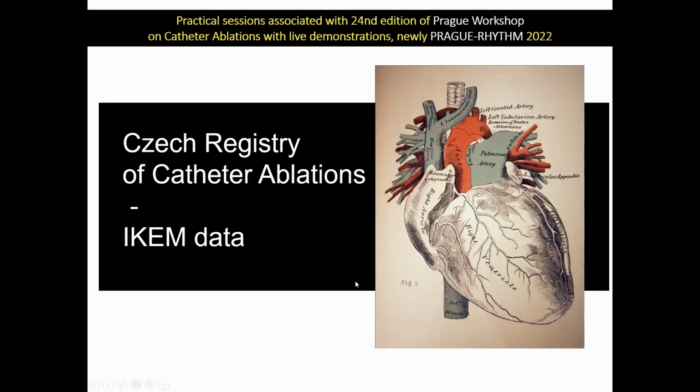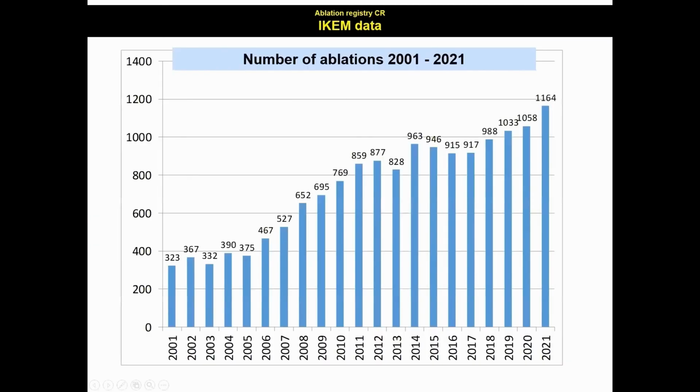And a few slides from our center, from ICAM. The number of ablations is increasing. Starting in 2001, we performed 323 ablations. In 2021, almost 1,200 ablations. You can see that the number in the last 4 years is still increasing here.